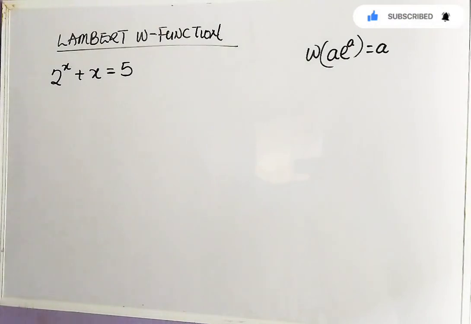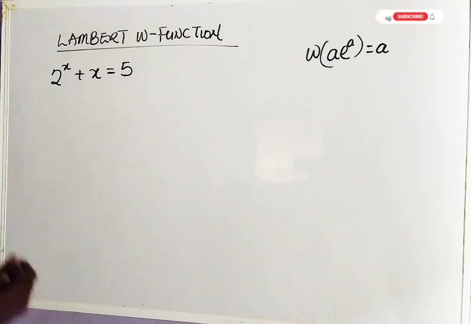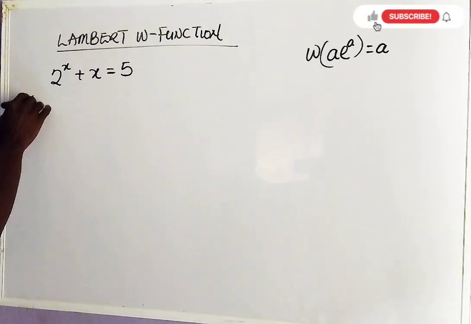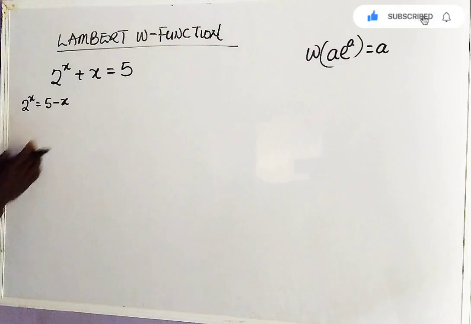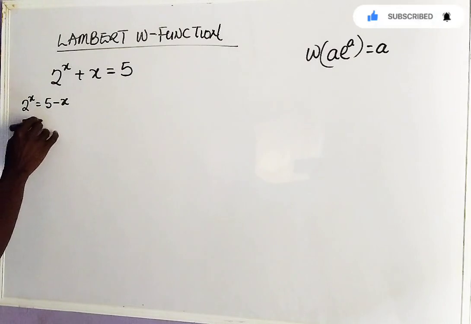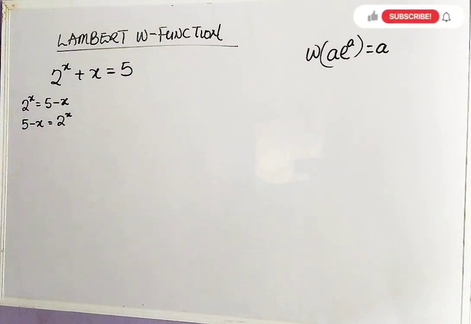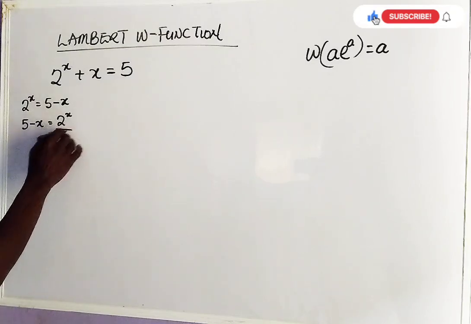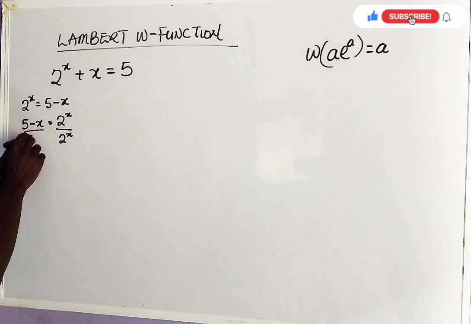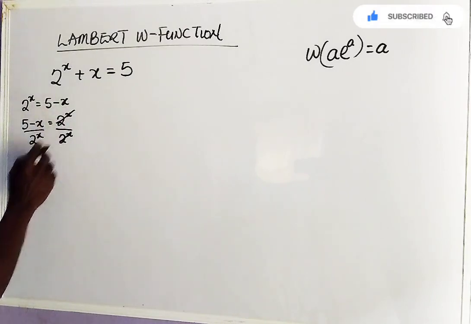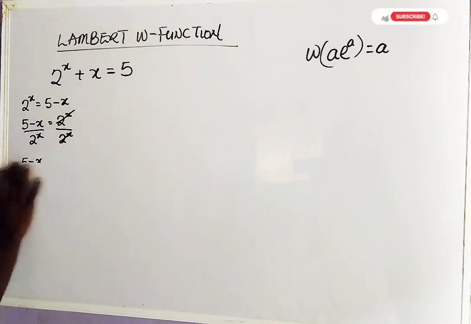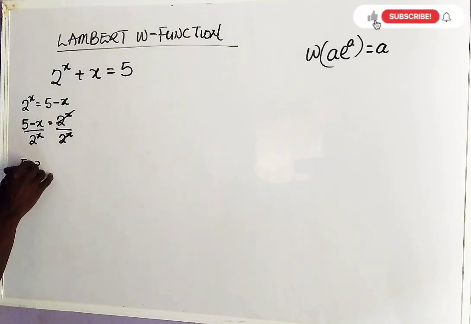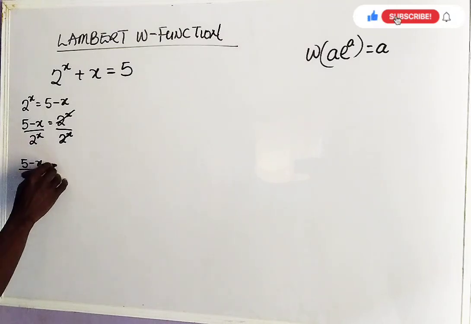Now first of all, let's take x to the right hand side. We end up having 2 raised to the power of x equals 5 minus x. Okay? Now let us just switch the sides. We have 5 minus x equals 2 raised to the power of x. Now let's divide both sides by 2 raised to the power of x. So here we have 5 minus x all over 2 raised to the power of x equals 1.